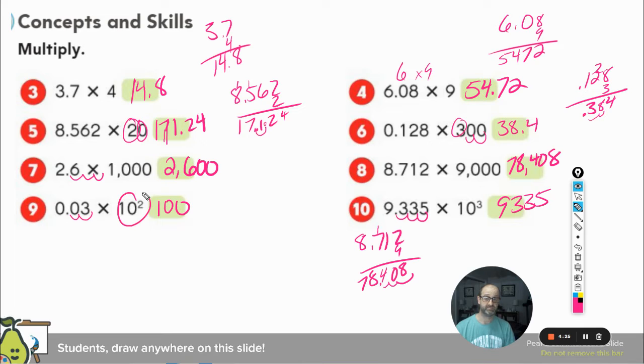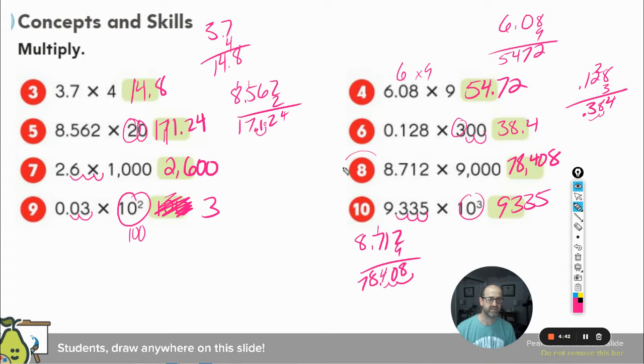Multiply by 100, move your decimal 2 places. So 1, 2. Ignore that. Hopefully you guys saw that was wrong right away. This should just be 3. And this is 1,000. You're multiplying by 1,000. You move 1, 2, 3 places.